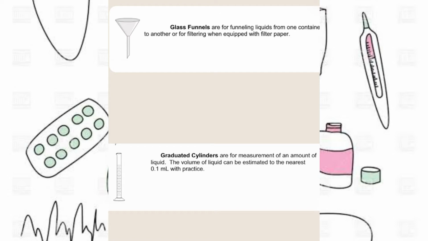First, glass funnels are for funneling liquids from one container to another or for filtering when equipped with filter paper. Second, graduated cylinders are for measurement of an amount of liquid. The volume of liquid can be estimated to the nearest 0.1 ml with practice.